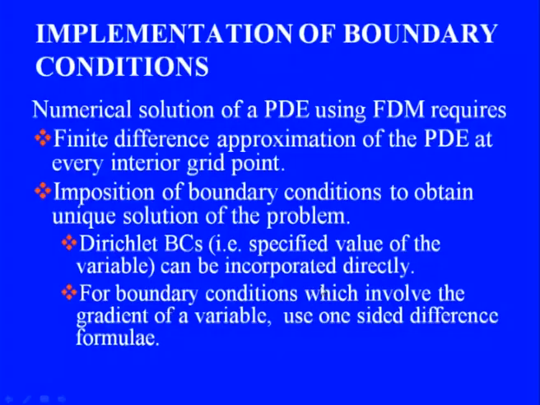But there are boundary nodes where we will have boundary conditions which involve gradient of a variable. It could be what we call a Neumann boundary condition, where the first order derivative, or what we call flux, is specified. We could have a mixture of flux, that is derivative, plus some multiple of the variable itself, what we call Robin boundary condition. So for such boundary conditions which involve gradient of a variable, we would use one-sided difference formula.